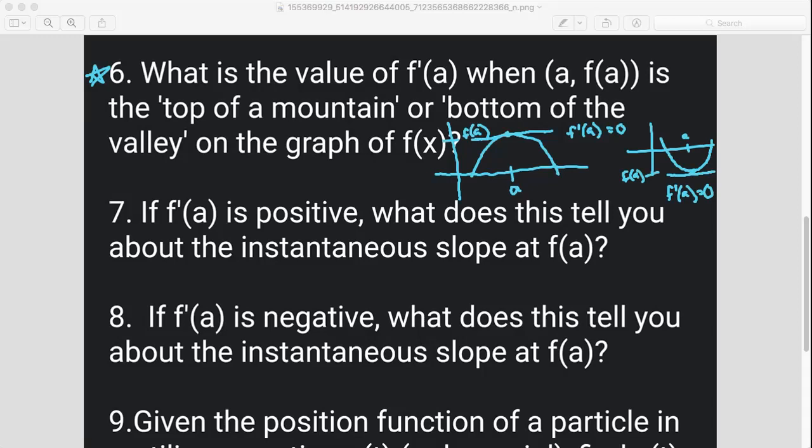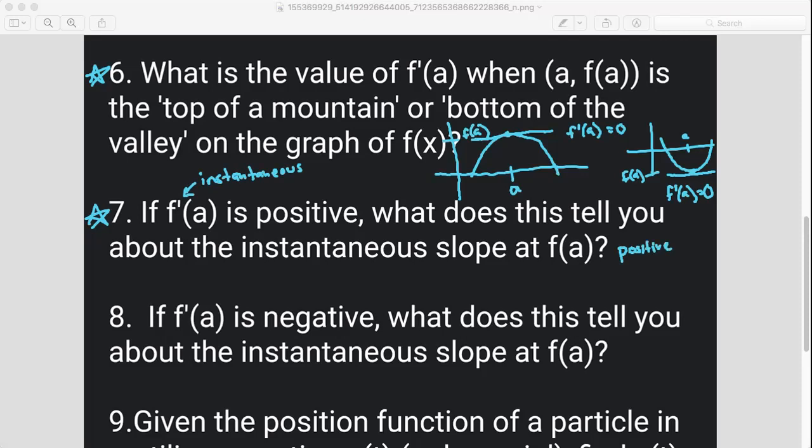And then for number 7, there was a question about 7 as well. It says when f prime of a is positive, or the derivative at a is positive, what does this tell you about the instantaneous slope at f of a? Well, f prime of a, the derivative, is the instantaneous slope. That's kind of the definition of the derivative, is the instantaneous slope. So if f prime of a is positive, then you know that the instantaneous slope at f of a is also positive.